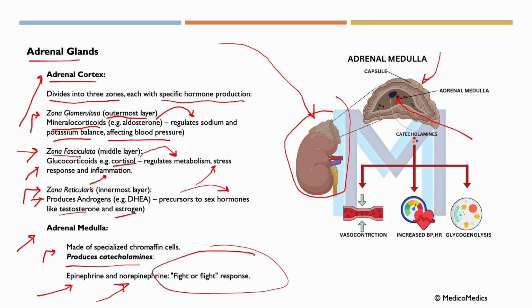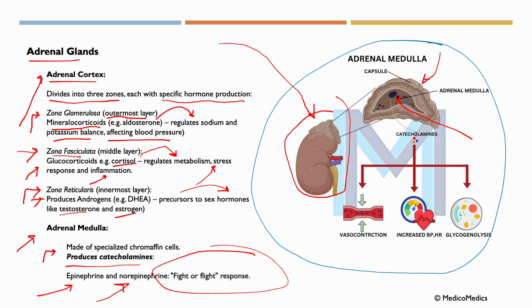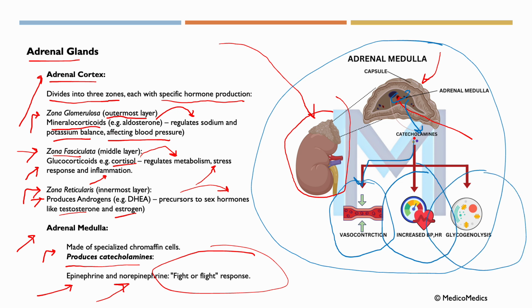And in this illustration, you can actually see the release of catecholamines from the adrenal medulla, leading to these different effects. For example, vasoconstriction, increased blood pressure and heart rate, glycogenolysis. All of these are involved in our sympathetic nervous system activation.